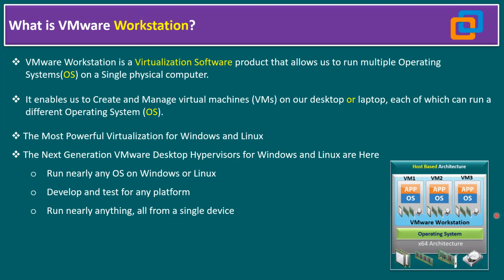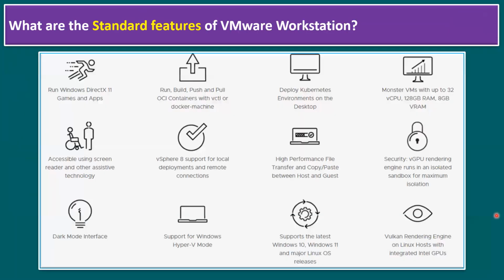Okay. Now, let's talk about what the standard features of VMware Workstation are. Within VMware Workstation, the standard features are that Windows DirectX 11 games and apps are available within this workstation, and we can also utilize the workstation specifically for container platforms. One example is Docker, and not only a container platform, it also has a feature for container orchestration platforms. Container orchestration means Kubernetes, so we can deploy a Kubernetes environment using the workstation software.